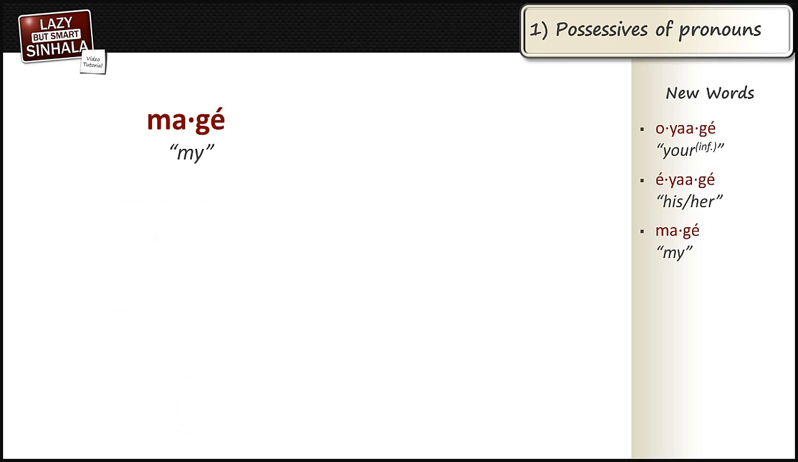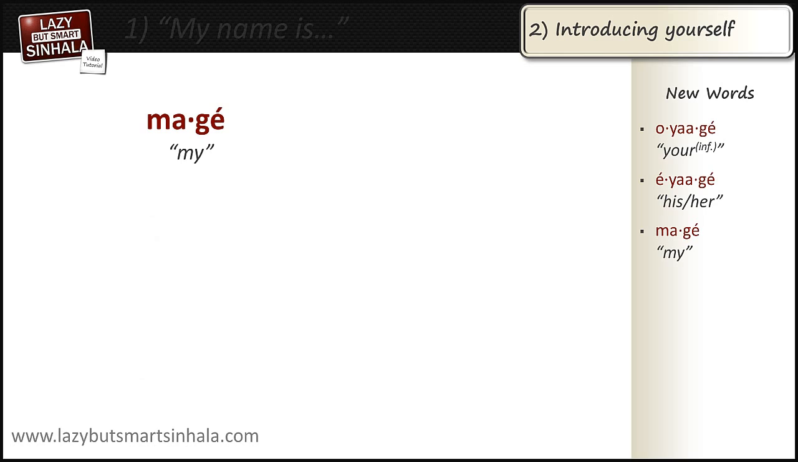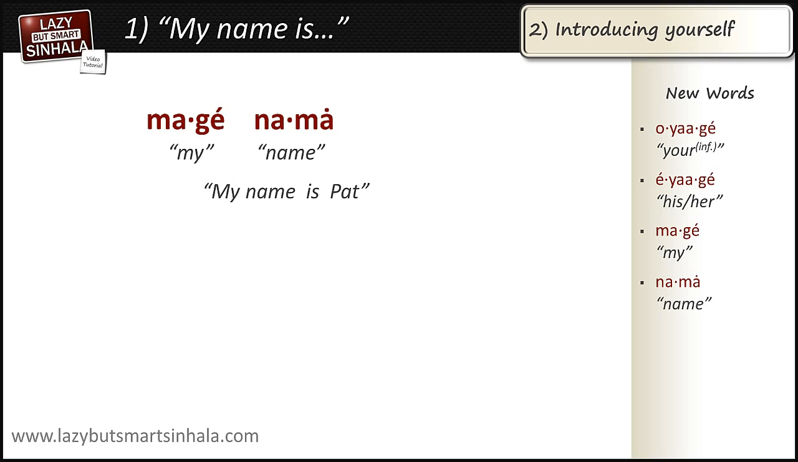Section 2, Introducing Yourself. Method 1, Learning to say my name is. You can use your own name for this, but I'm going to continue using the name Pat. Let's look at how we can say my name is Pat. The singular word for name is nama. Nama. It's very close to the word mama, which as you remember means I.